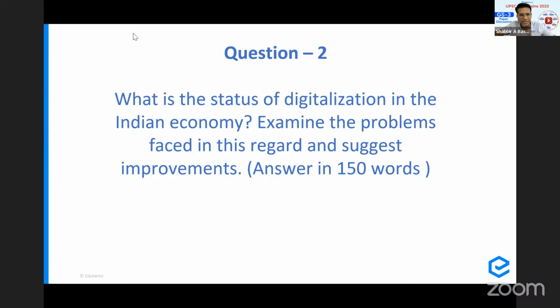Digitization as a concept is converting any data into a digital format, like your handwritten answer, you made it into a soft copy. That is digitization. And digitalization is the entire process: software, hardware, adoption, technology, research, what type of schemes you are promoting.